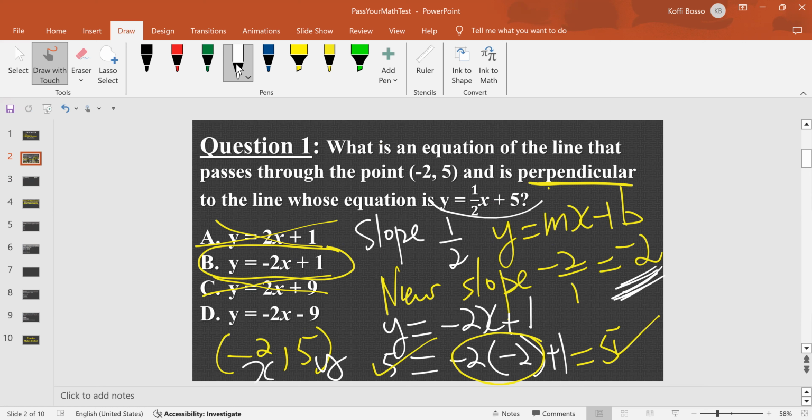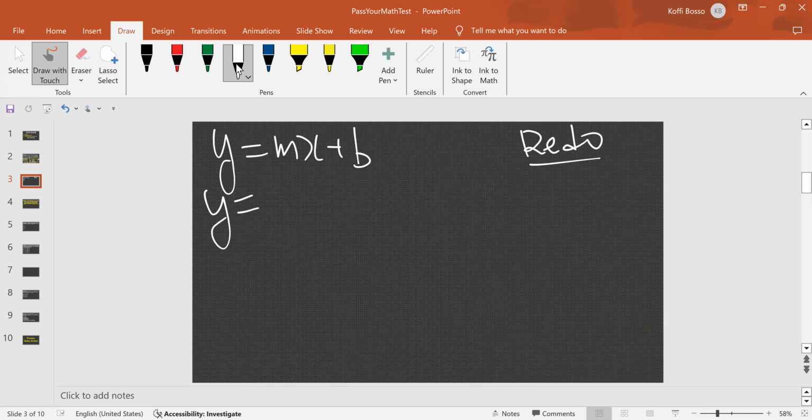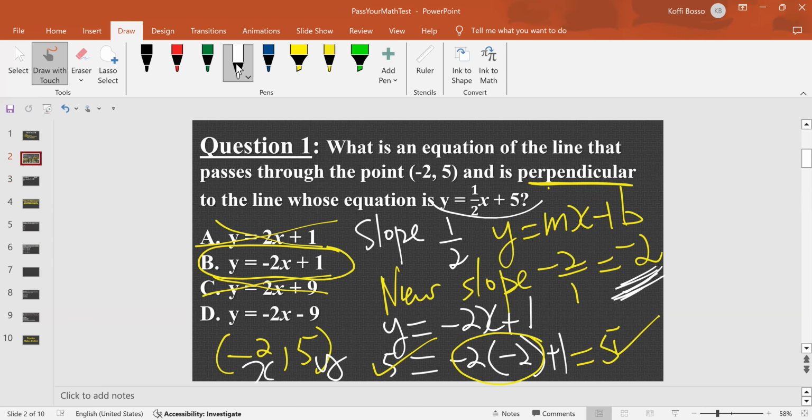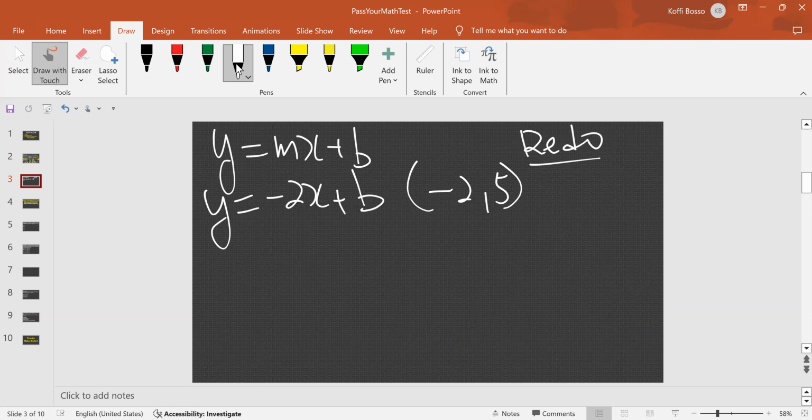So what we'll do here is take y equals negative 2x plus b, and substitute negative 2 comma 5, the given point, in this form. If you replace y by 5, we get 5 equals negative 2 multiplied by x, which is negative 2, plus b. Negative 2x means negative 2 multiplied by the x value, which is negative 2. And in this, we're going to solve for b.